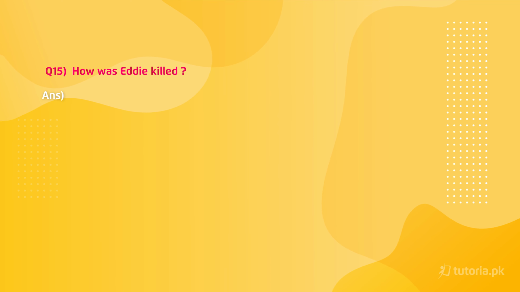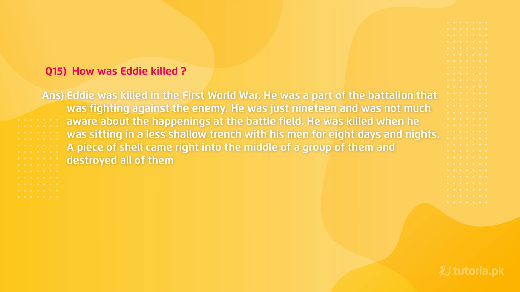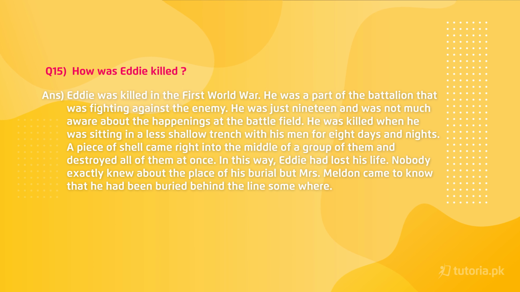How was Eddie killed? Answer. Eddie was killed in the First World War. He was a part of the battalion that was fighting against the enemy. He was just 19 and was not much aware about the happenings at the battlefield. He was killed when he was sitting in a shallow trench with his men for 8 days and nights. A piece of shell came right into the middle of a group of them and destroyed all of them at once. In this way, Eddie had lost his life. Nobody exactly knew about the place of his burial, but Mrs. Meldon came to know that he had been buried behind the line somewhere.